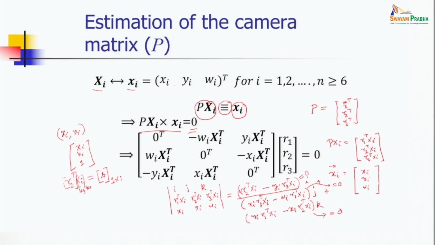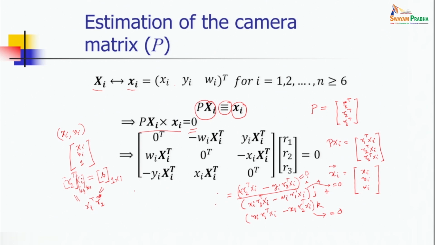Now, since it is a scalar value, I can equivalently write it also as xi transpose R2. It will also be the same. So, all these equations I will be writing in a simpler form. Let me clean my board.